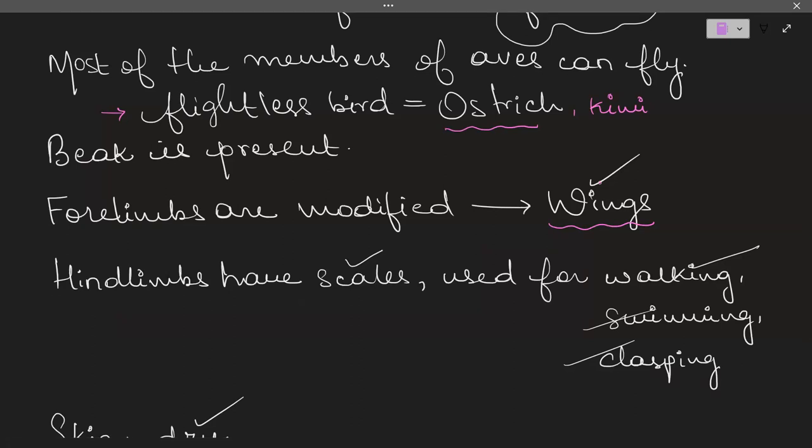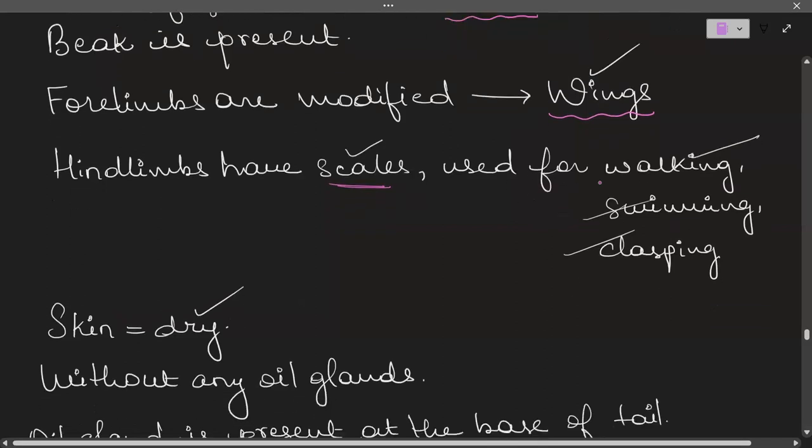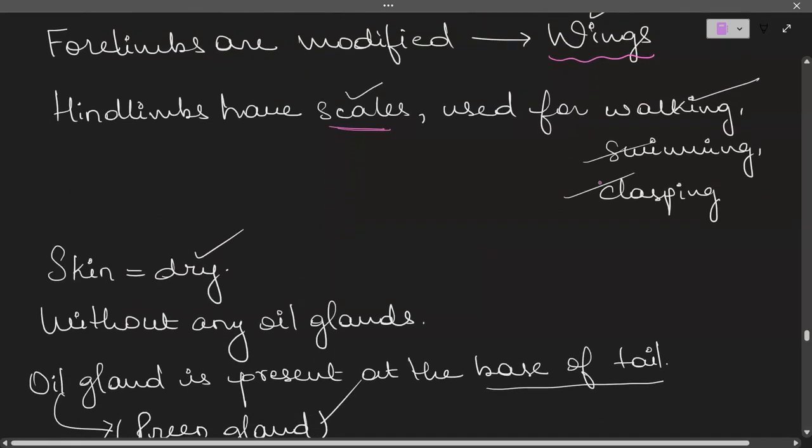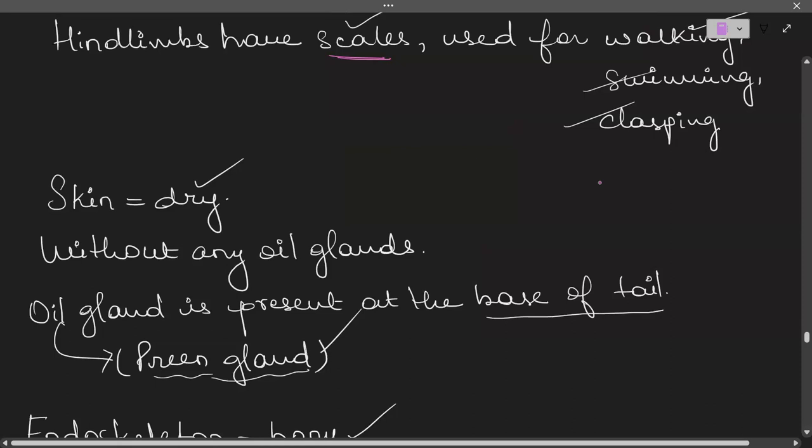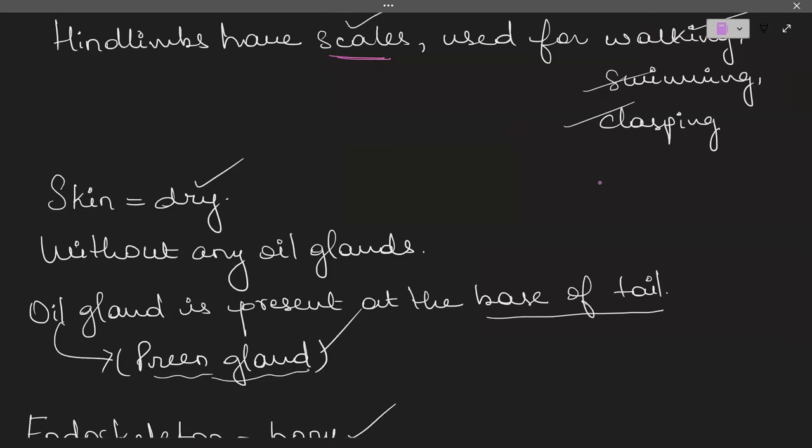The hind limbs, like the lower legs, have scales present, which are used for walking, swimming, and clasping onto the branches and everything. Their skin is very dry without any oil gland. But one kind of oil gland is present at the base of their tail, which is known as the preen gland. That is why you might have noticed some birds put their lowest feather into their mouth and then wipe it off. That is because it produces oil.